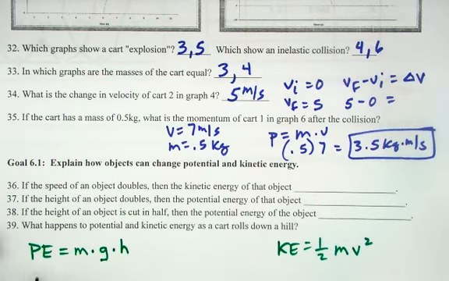Potential energy is stored energy, and it's due mostly to the height. Kinetic energy is energy of motion, and it's due to the speed or the velocity.